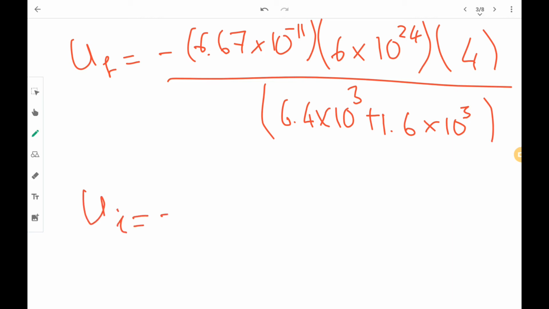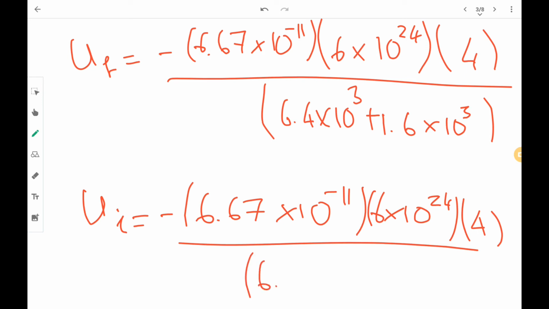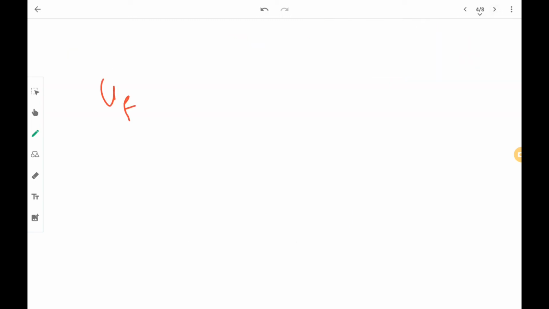For the U initial is also minus 6.67 times 10 to the power of minus 11, 6 times 10 to the power of 24, 4 kilograms for the object, and then 6.4 squared times 10 to the power of 3 squared. So you can subtract them. U final minus U initial, and you'll get 5 times 10 to the power of 7 joules.